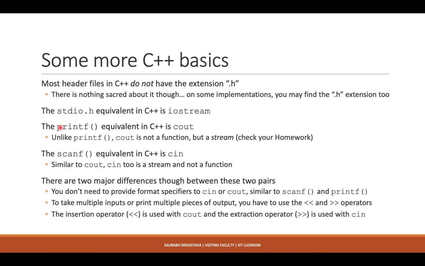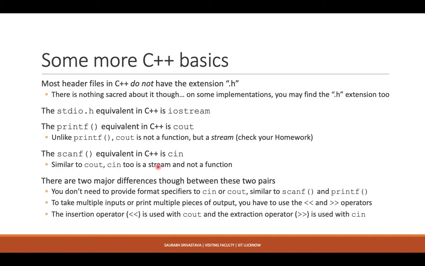The printf method, you all know, is used for outputting stuff. The equivalent in C++ is cout. It is not really a method but a stream. We'll get to know what streams are later, but essentially it performs the same task as printf. In fact, you might find cout a little easier to use as compared to printf, because you don't have to give all those format specifiers, %d and all that stuff. Similarly, the scanf equivalent in C++ is cin, and cin too is a stream and not a function.